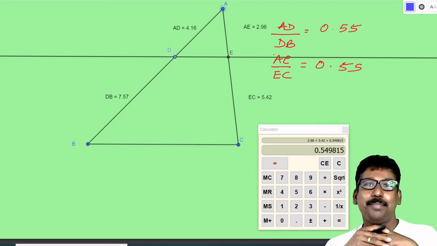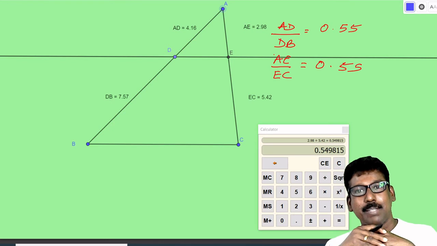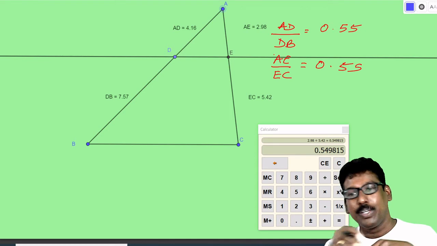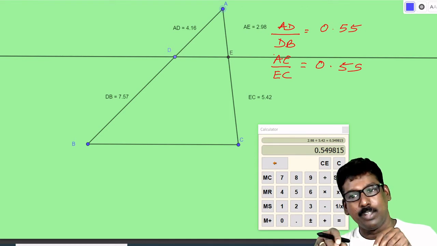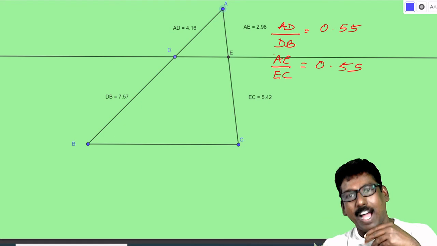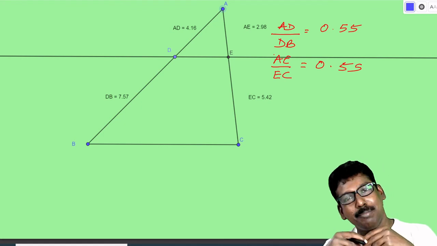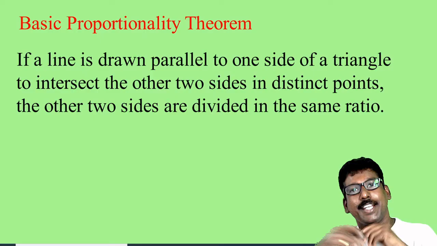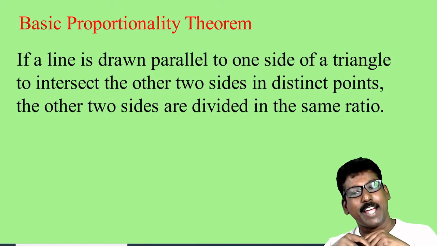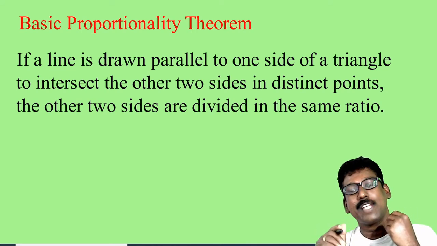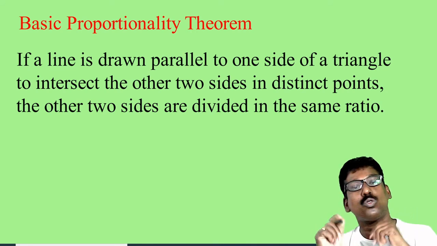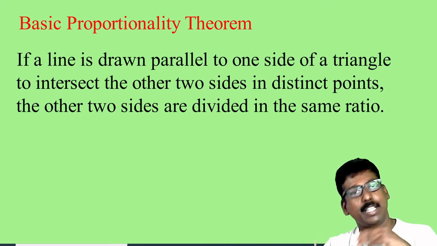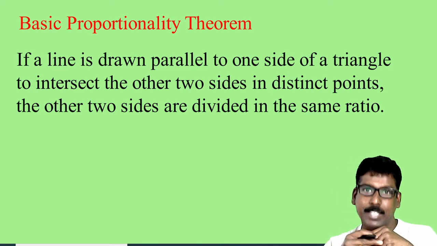This is called what? Basic proportionality theorem. That means if I draw a line parallel to one side of a triangle to intersect the other two sides in distinct points, it divides the other two sides in the same ratio. So you can state the basic proportionality theorem as: if a line is drawn parallel to one side of a triangle to intersect the other two sides in distinct points, the other two sides are divided in the same ratio. Basic proportionality theorem is also known as Thales theorem.